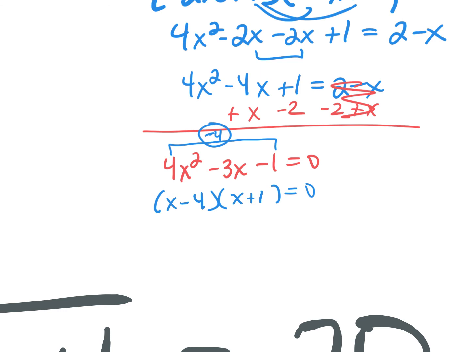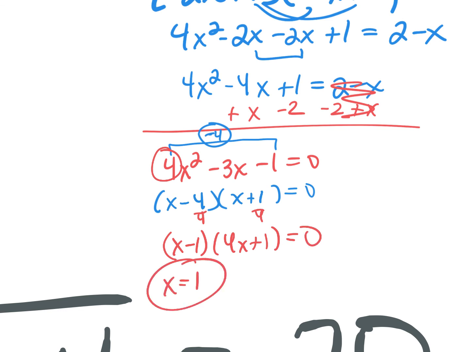All right. Do I leave it like that? I got to take my a term, divide it by each factor. So I have x minus 1 and 4x plus 1. And now I just solve each of those. So x equals 1 and x equals negative 1/4.